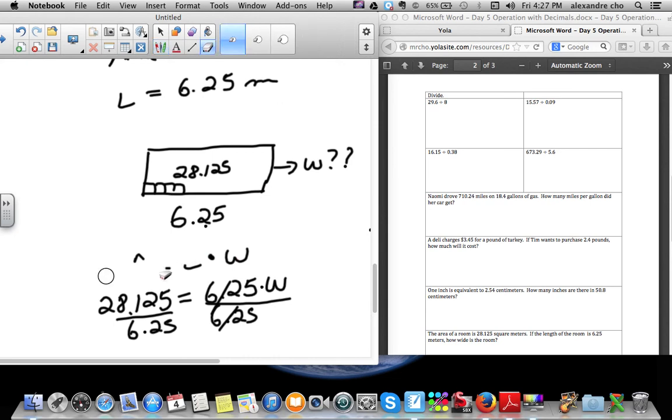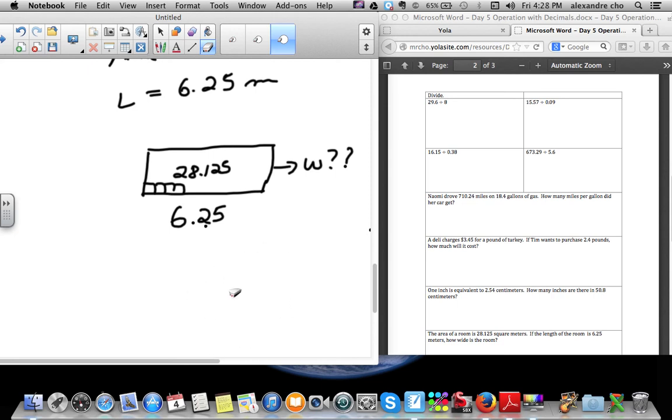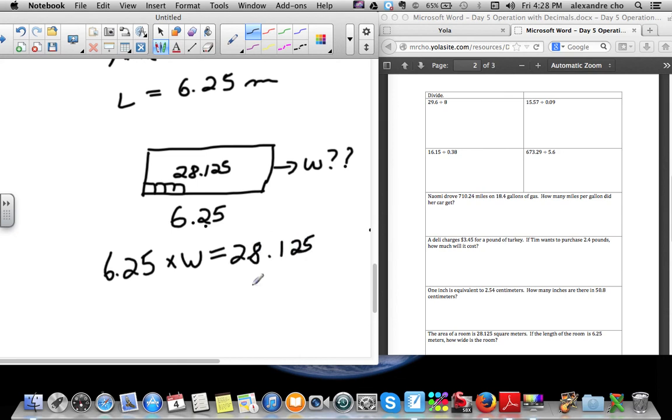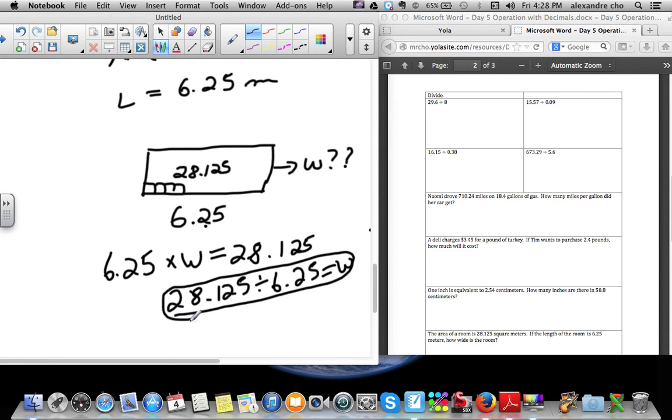You could have done this using fact families, and let me just show you how that's done. So you know that 6.25 times W equals 28.125. Or you could have said 28.125 divided by 6.25 equals W. And that's the equation that you want to use to solve. And that gives you 4.5. Okay, that's it.